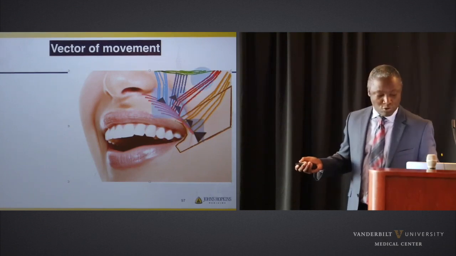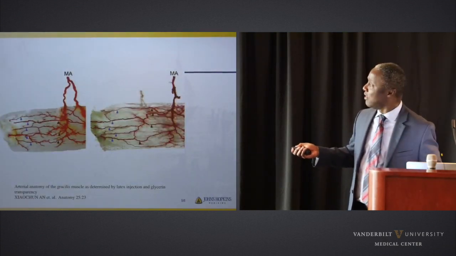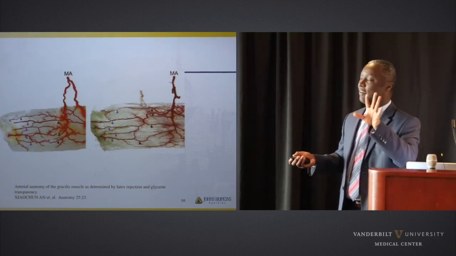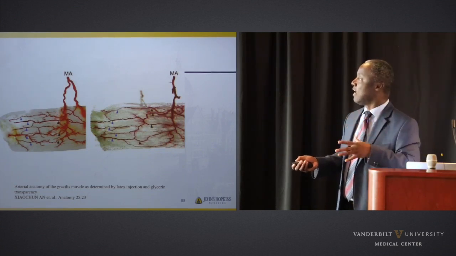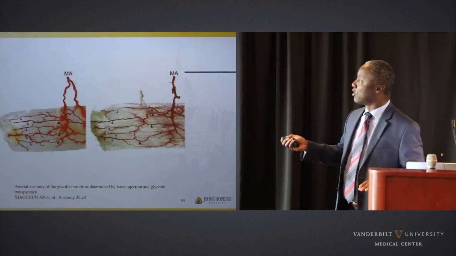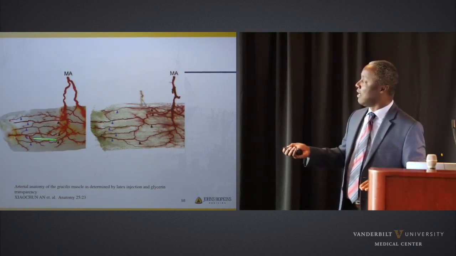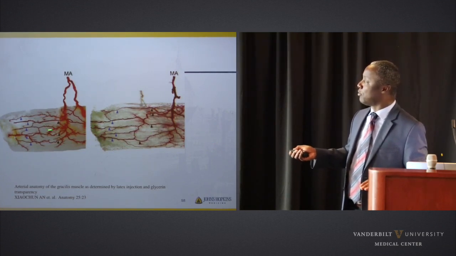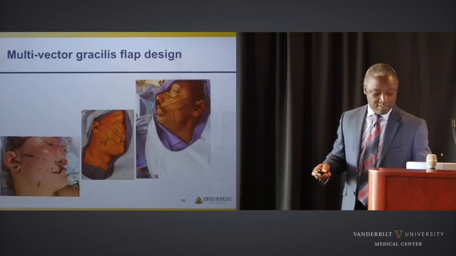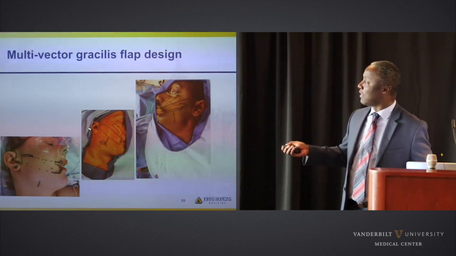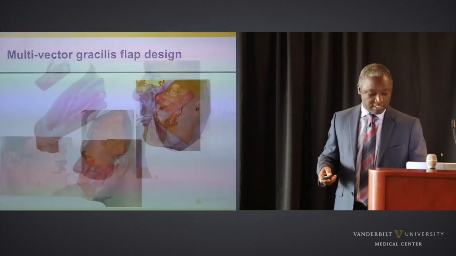So we are moving from a univector gracilis flap that just moves the commissure to a multiple vector flap that moves the lip to recreate a more complete smile. Why can we do that? Because if you look at the vascularity of the gracilis muscle, it's got this parallel architecture of vessels and nerve, so it allows us to take a muscle and split it into multiple muscle fascicles and distribute them in various vectors. So we are moving from a univector gracilis to a two-vector gracilis, or even to a three-vector gracilis, so we can approach a more Duchenne type of smile.